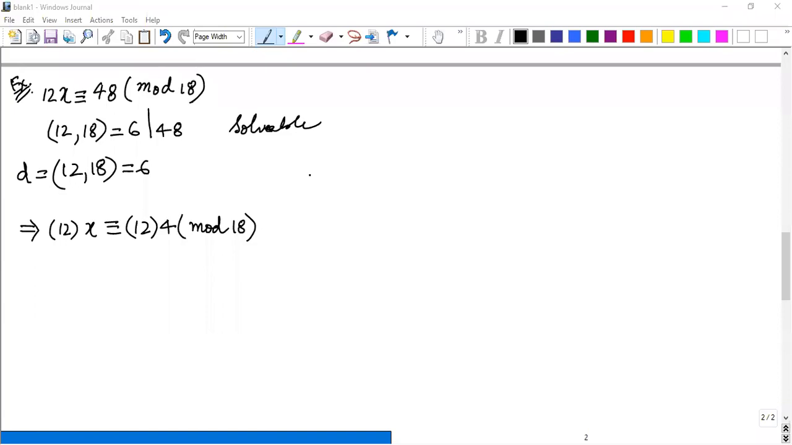Someone asked me, can we call it a linear congruence equation? Sometimes we can, but usually we call it a linear congruence only.